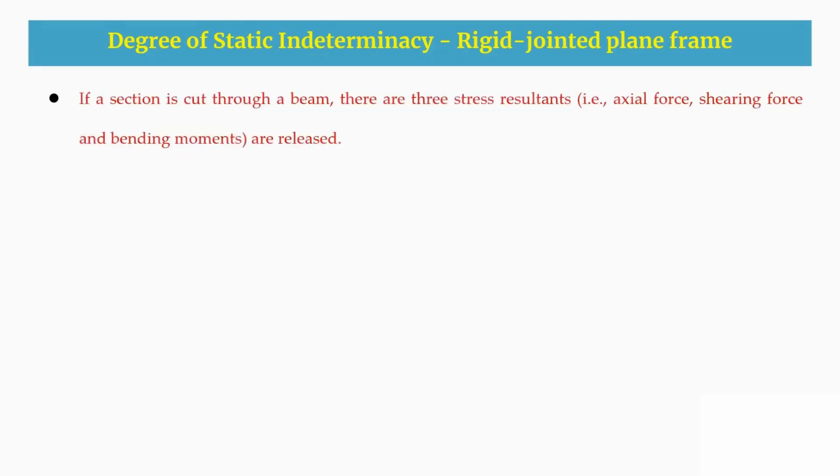Now, consider another one, that is for a rigid jointed plane frame, how to find the degree of static indeterminacy. Coming to the first step, generally if you cut a section through a beam of a frame, there will be three stress resultants. One will be the axial force, in the horizontal direction. Another is the shearing force, in the vertical direction. Another is the moment that will be released.